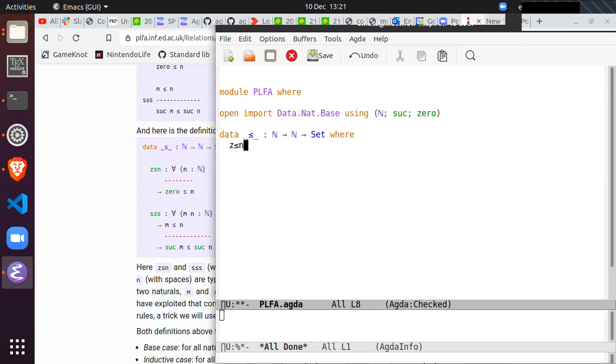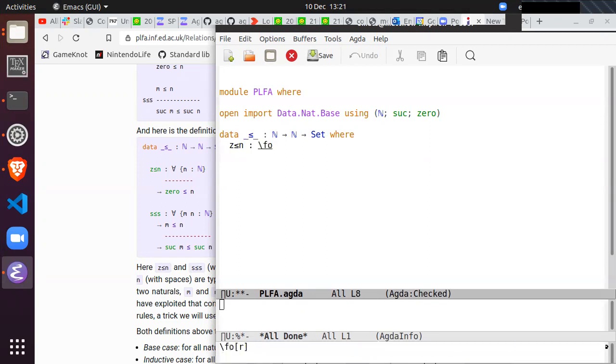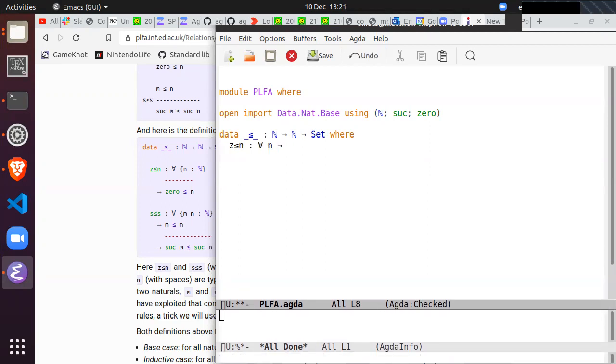So we have a name of a new proof, a new constructor, and to start off we're just going to go for all n, and we're going to make it explicit. I'll come back to it. For all n, 0 is less than or equal to n.